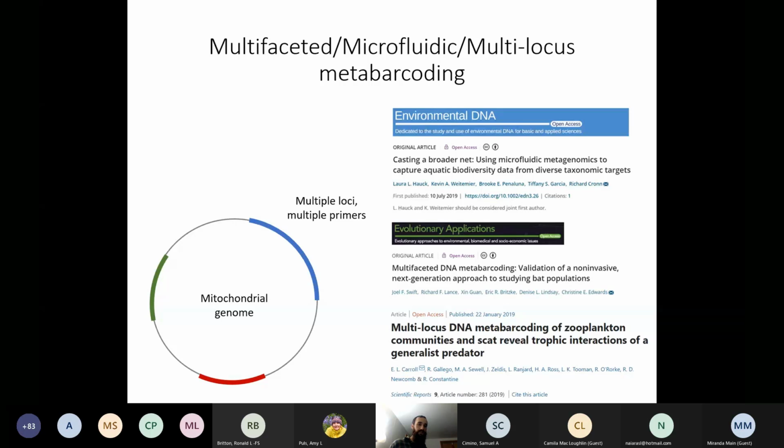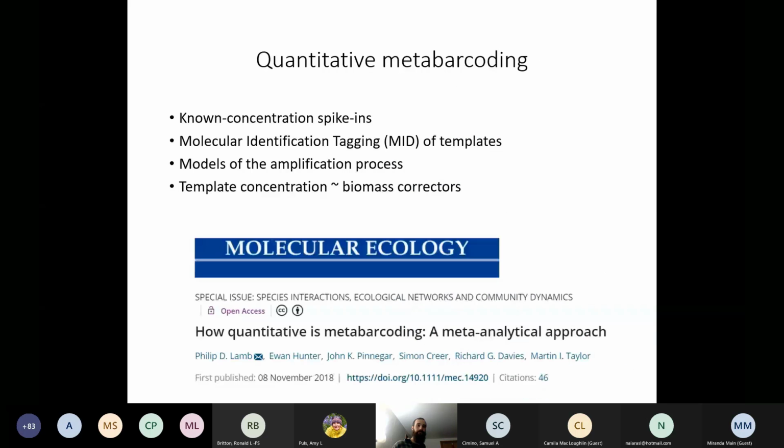One that's really just building on metabarcoding goes by a few different names. Sometimes it's called multifaceted or microfluidic, depending on the platform, or multi-locus metabarcoding. Here are 3 example publications of that. Basically, the idea here is the same as metabarcoding, but you have multiple loci, multiple genomic regions that you're targeting, or maybe you're using different primers for different taxonomic groups, but then you're pooling all of these together for sequencing. So you're potentially able to get more broad taxonomically than you could with a single locus, or able to have greater confidence because you have multiple loci per taxonomic group that you're looking at.